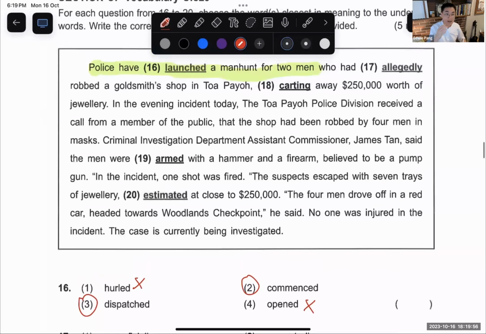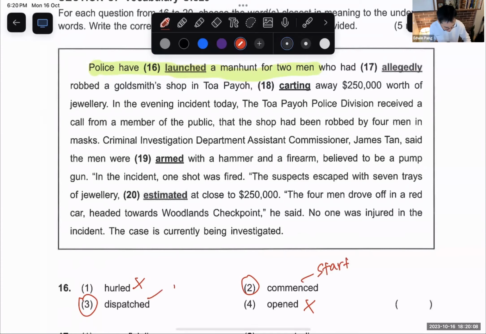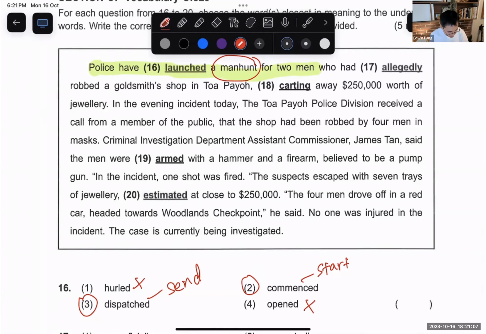Now, I'm going to give you the meaning. Then you will know. You obviously don't know what one of these meanings is, or maybe even both. Commence means to start. Dispatch means to send. So the answer is commence. You start a manhunt, because a manhunt is an activity. You have to start it and end it. The people who do the manhunt, the police officers, they are dispatched. They are sent. Okay, Solomon? So please don't get confused. People are sent. Activities are started. You don't send an activity. Do you understand? You send people.